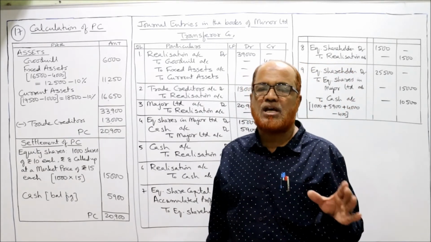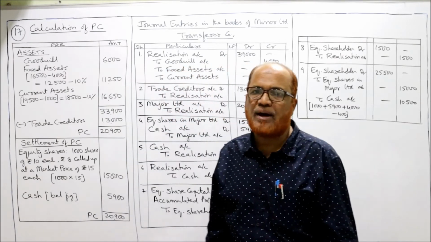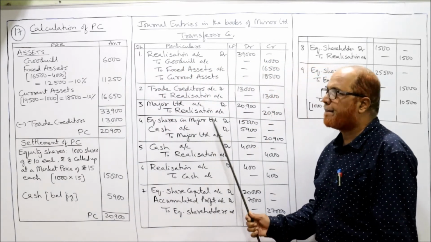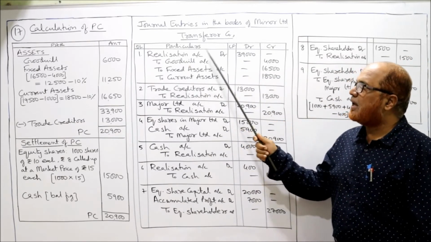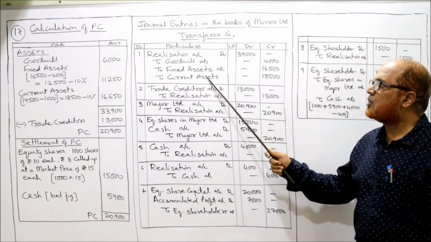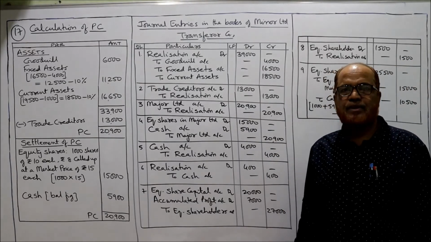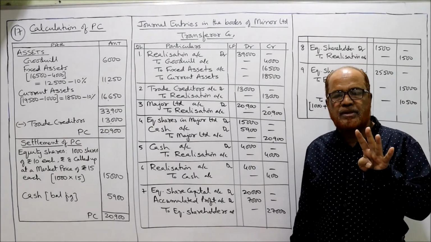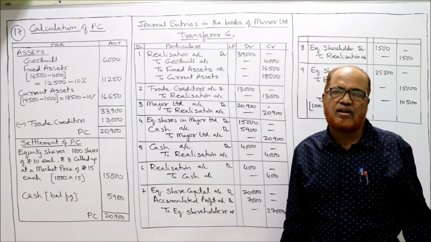Now we'll come to the journal entries in the books of Minor Limited. What will be the journal entries in the books of Minor Limited? So journal entry in the books of Minor Limited, the transferor company: realization account debit to goodwill, to fixed assets, to current assets. Now remember one point. The first 4 entries will be compulsory in every problem whenever entries are required in the transferor company.